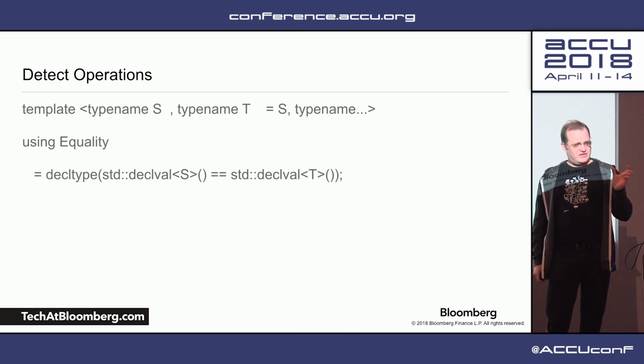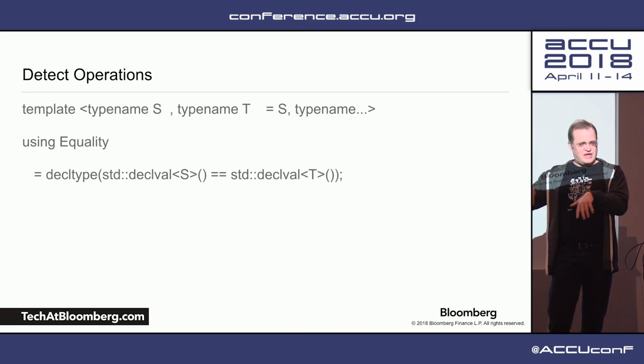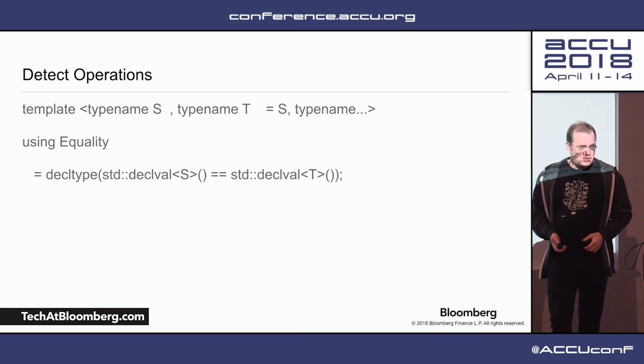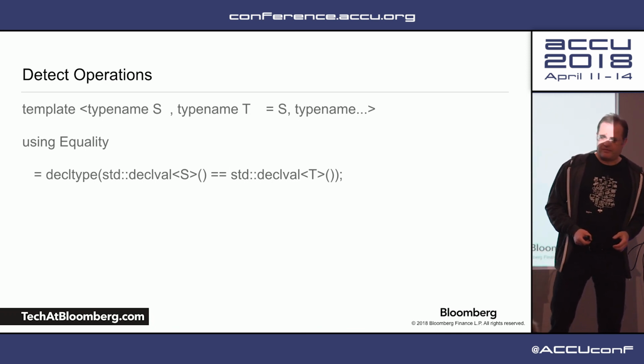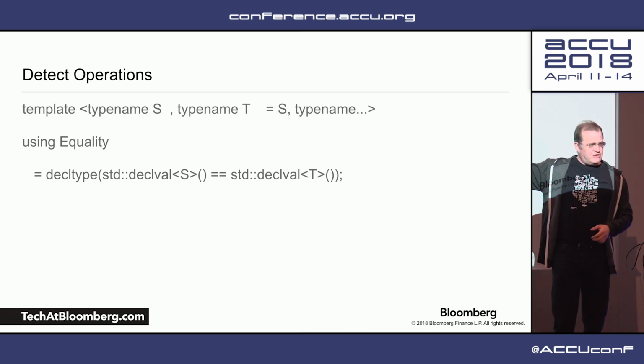So by basically saying, if the type of equality for the corresponding type exists, the operation exists. Yes? Excuse me, could you repeat why you put the type name at the end? Okay, so for the actual detection idiom, you don't need that.